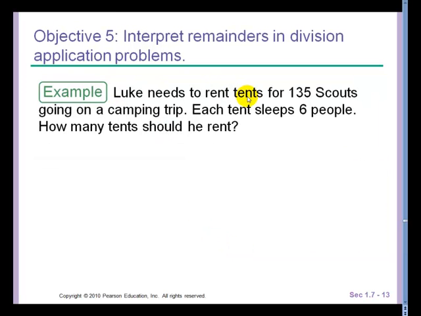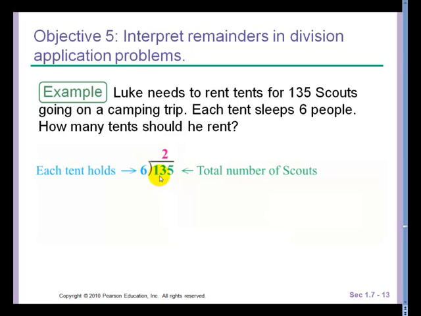Luke needs to rent tents for 135 scouts going on a camping trip. Each tent sleeps 6 people. How many tents should he rent? So each tent holds 6 people. He has a total of 135 scouts that need tents. So we will take that total, 135, and divide it by the number of people each tent holds.